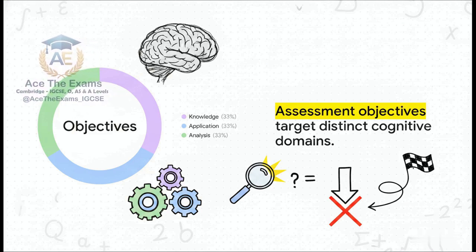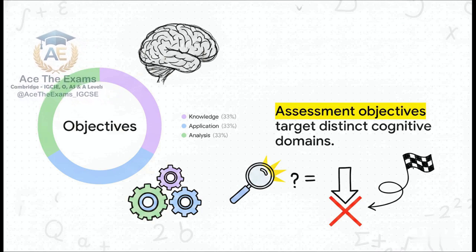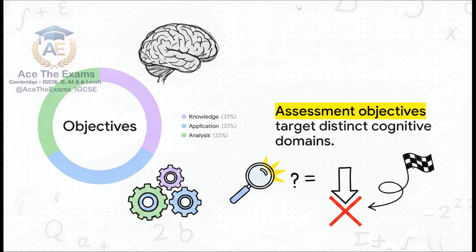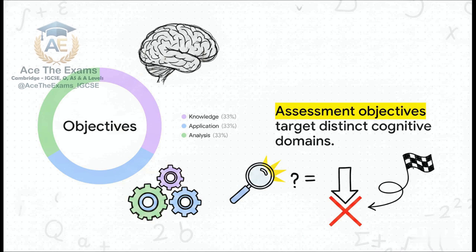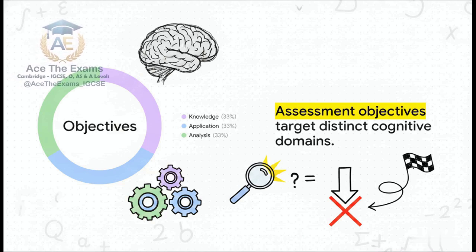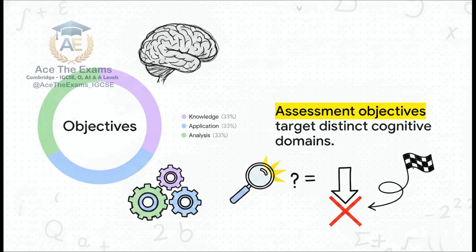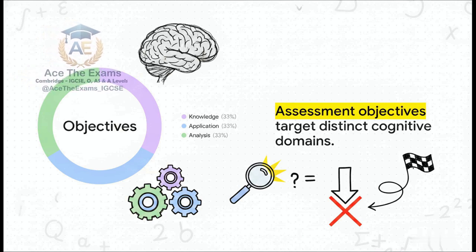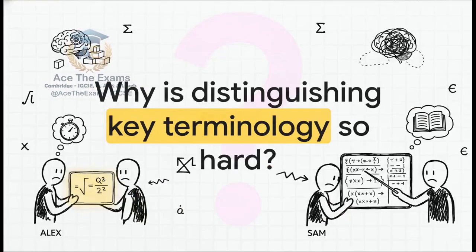And what happens? It triggers an immediate, non-negotiable marking penalty. The examiner's grading grid slams shut. You get 0 method marks, even if you miraculously stumble into the right final answer, simply because you failed to satisfy the explicit instruction of the command word. So that brings up a really provocative question. Why do students find the distinction between key terminology so incredibly hard to grasp under pressure?